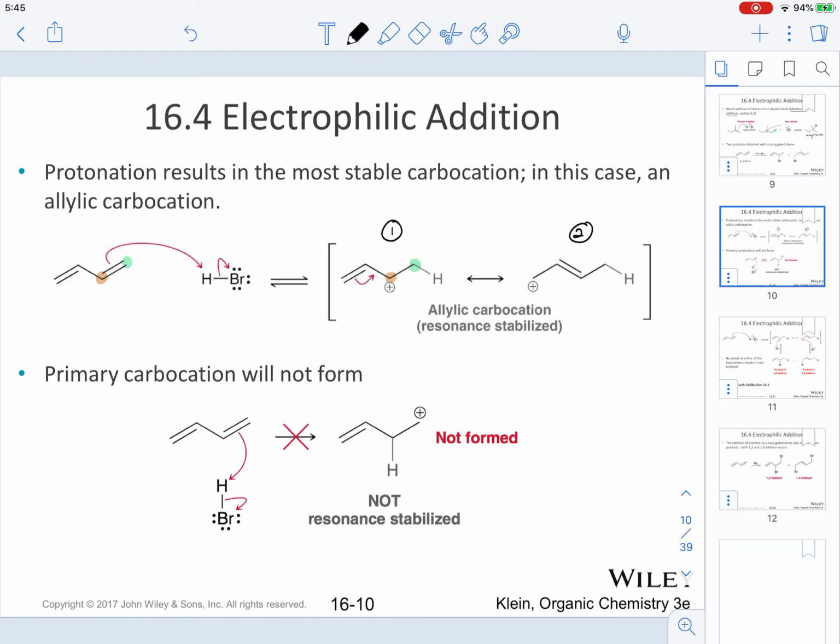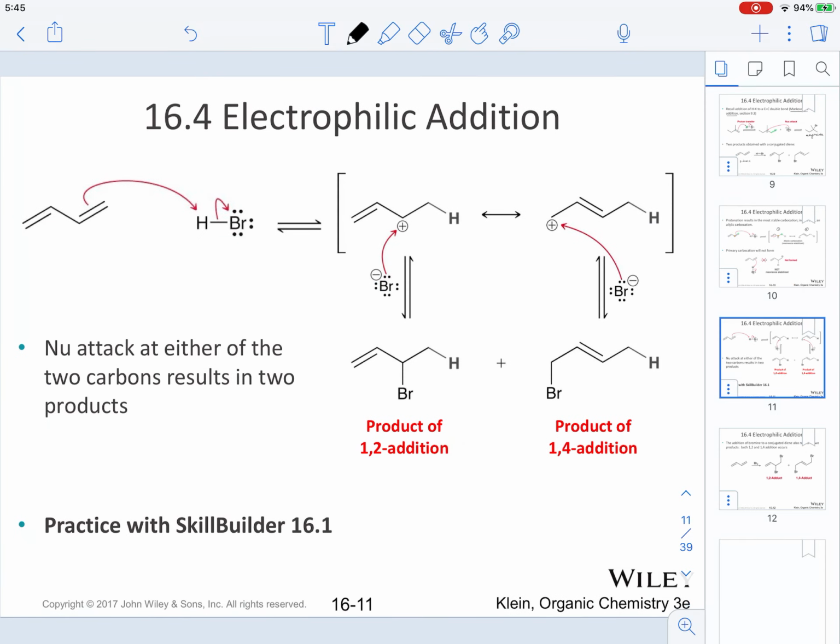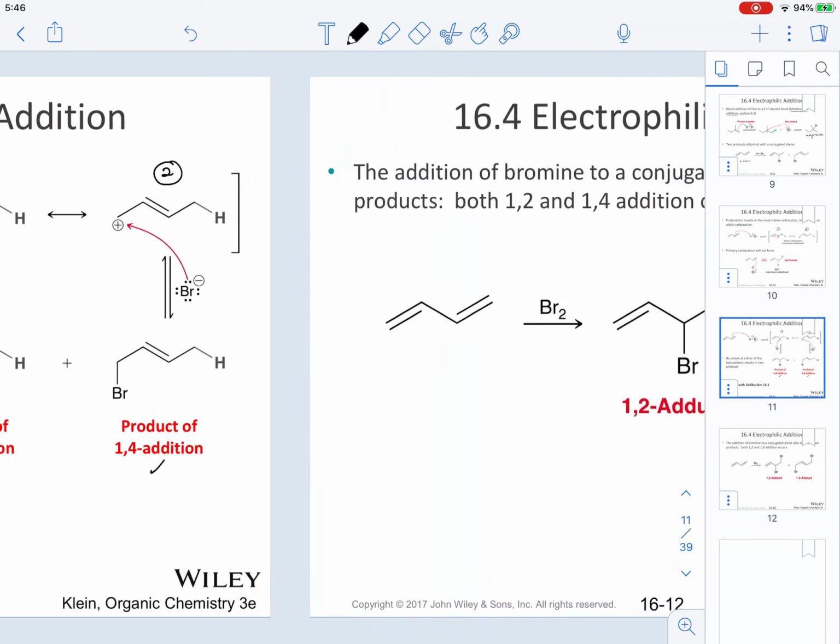So, taking into account that these two allylic carbocations are going to be formed in the molecule, in the next step of the reaction, you can see how each of those two allylic carbocations can then be attacked, in this case by the bromide ion, and that's where we get what is called the 1,2 addition product and the 1,4 addition product.